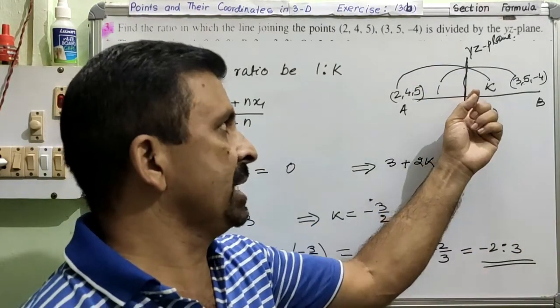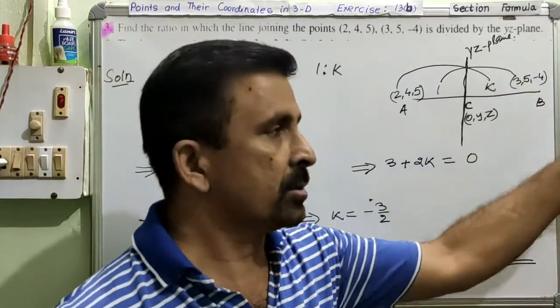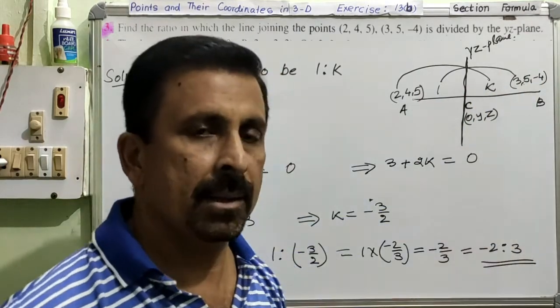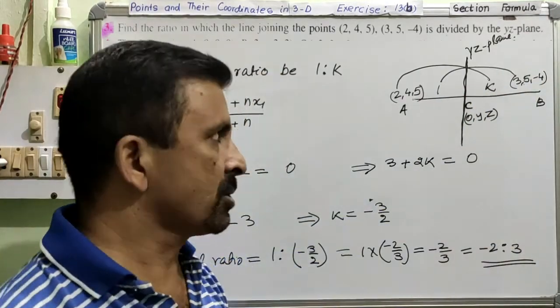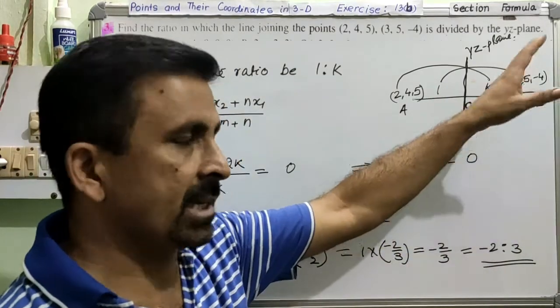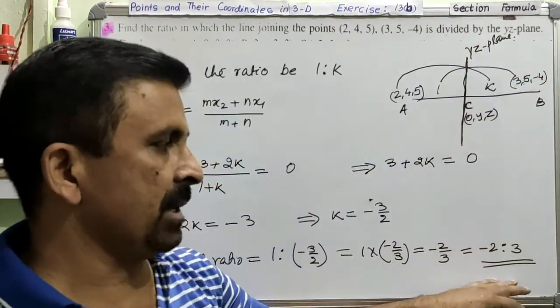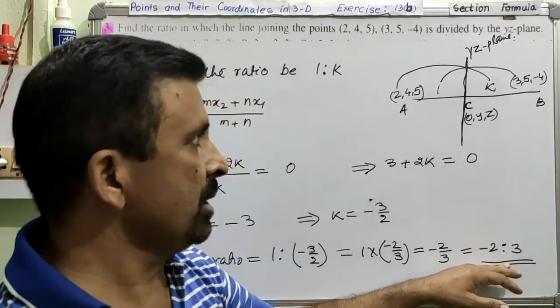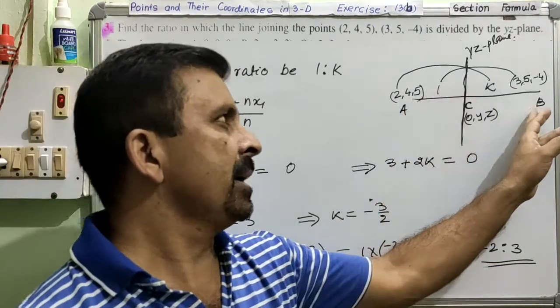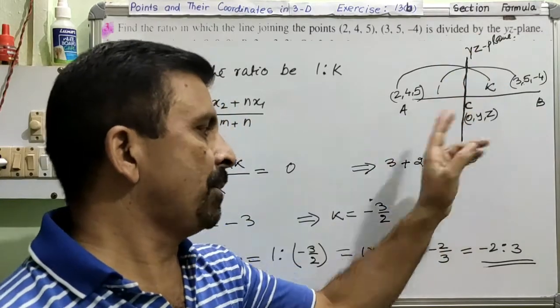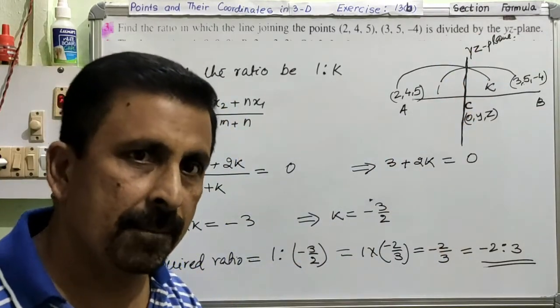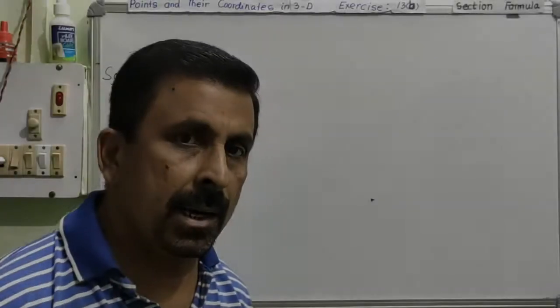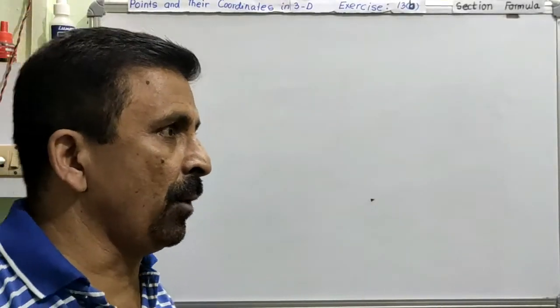That means this point C is out of this AB, so somewhere beyond B. Am I very clear? So we don't need to make any change in the diagram. This was just an assumption. So from this we understand that the division is external. So this is the ratio in which the line AB is divided by the YZ plane. Clear? Thank you. Now we are moving on to question number 4.